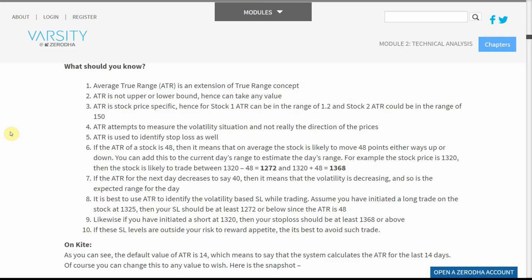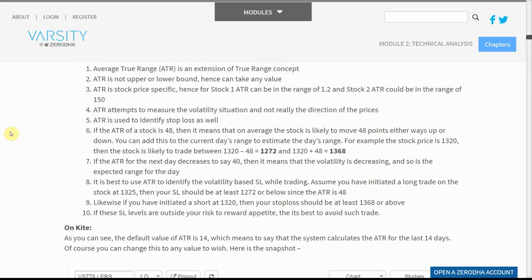Assume you have initiated a long trade on the stock at $13.25. Then your SL should be at least $12.72 or below since the ATR is 48. Likewise, if you have initiated a short at $13.20, then your stop loss should be at least $13.68 or above. If these SL levels are outside your risk to reward appetite, it's best to avoid such a trade.